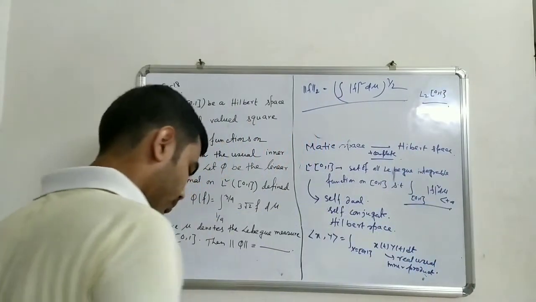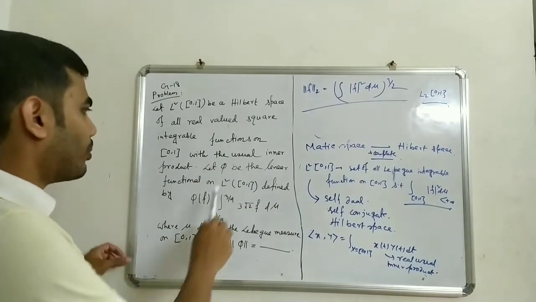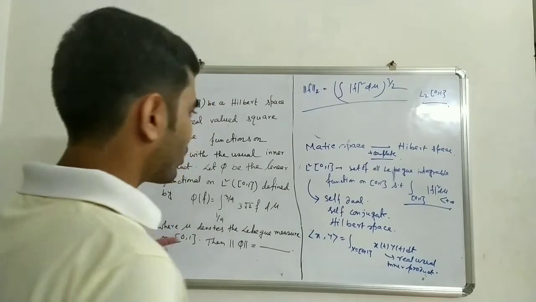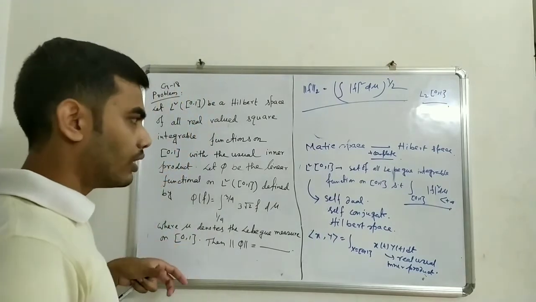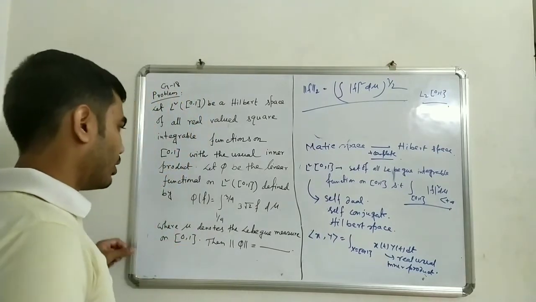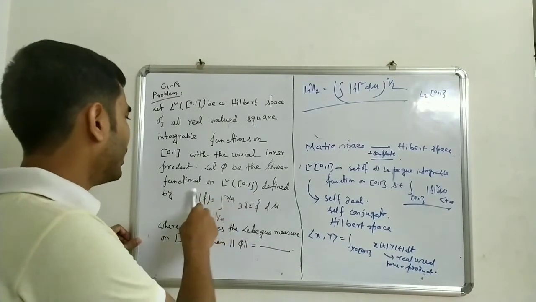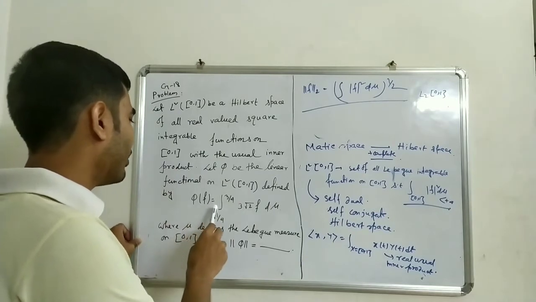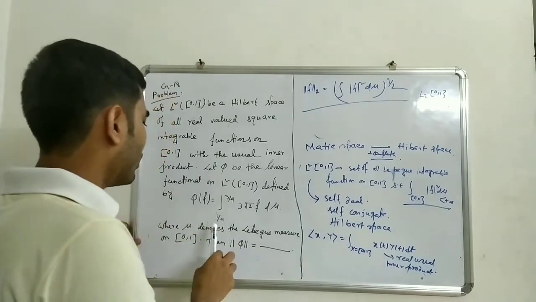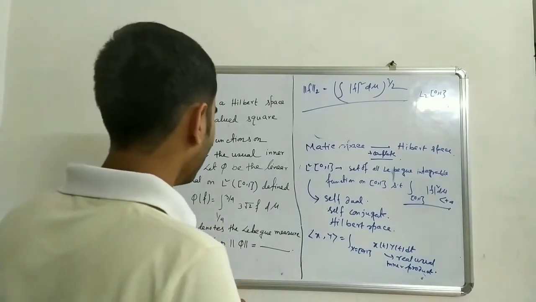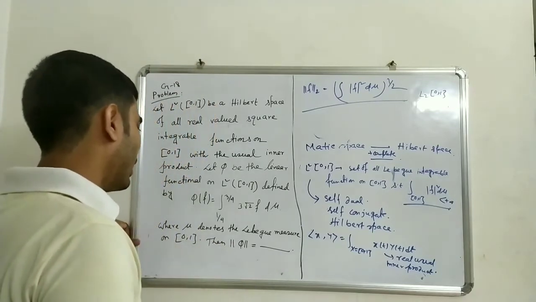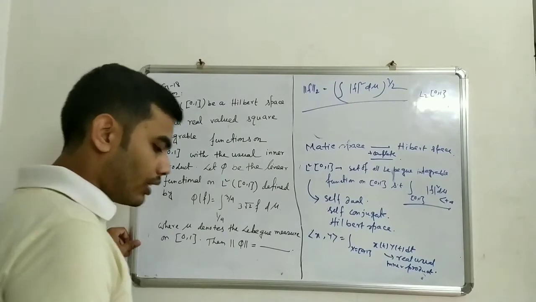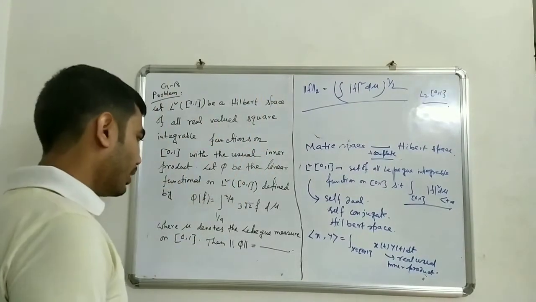Clear? And here it is also given that phi is a linear functional, that is, a functional satisfying the linear property. So phi is the linear functional on L2 closed interval 0 and 1 defined by phi of f equal to integration from 1/4 to 3/4 of 3 root 2 f d mu, where mu denotes the Lebesgue measure on closed interval 0 and 1. Then we have to find the value of norm of phi. Clear?